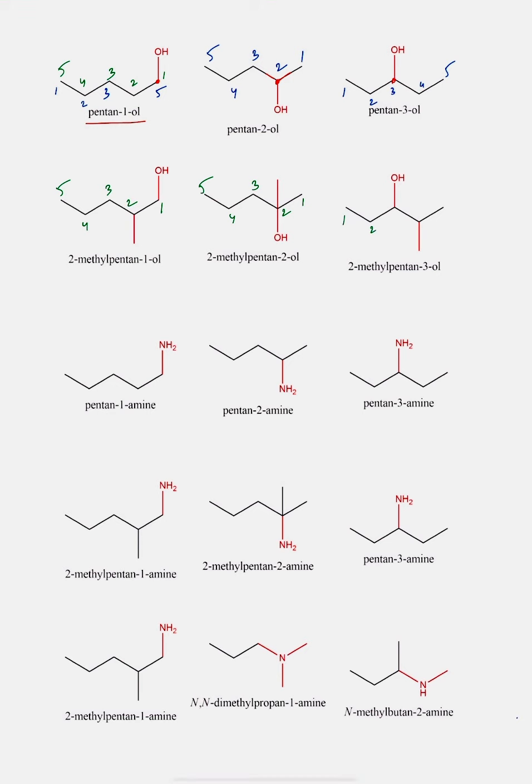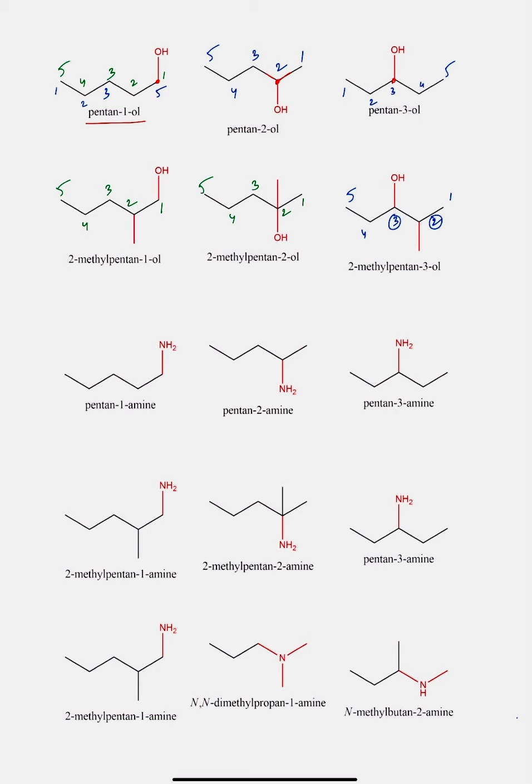What about this? From which side should I number? 1, 2, 3, 4, 5. Is this correct? No, I don't think so. This is wrong. I need to number from right again, because that gives me 2 plus 3 rather than 3 plus 4. 2 plus 3 is 5 and 3 plus 4 is 7. So 5 is lower than 7, so this numbering is correct.